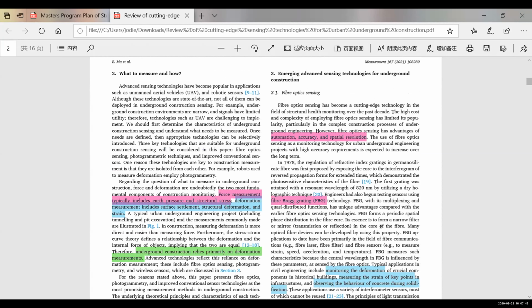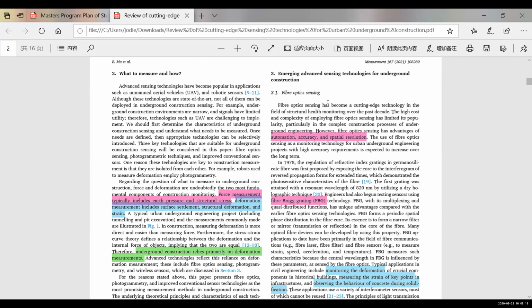The force and deformation are two of the most fundamental components of construction monitoring. And according to the stress-strain curve theory, the relationship between the deformation and the internal force of the object implies that those two are equivalent. So the underground construction relies primarily on deformation measurement. And this lecture talked about three types of sensing technologies.